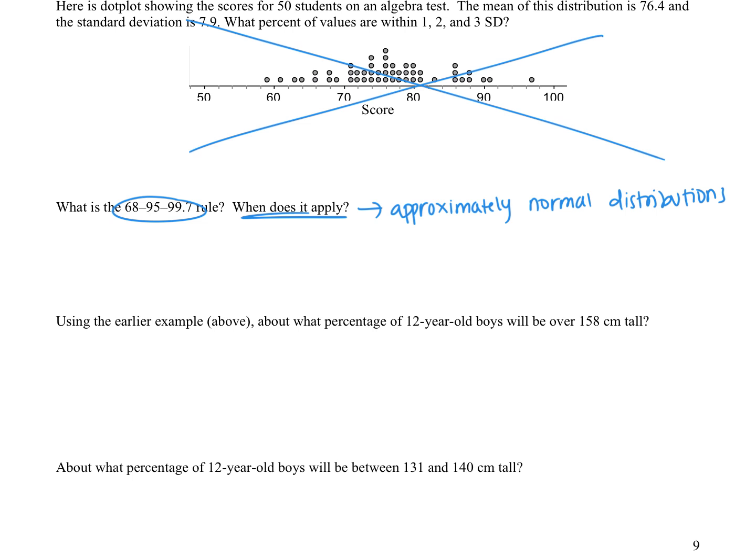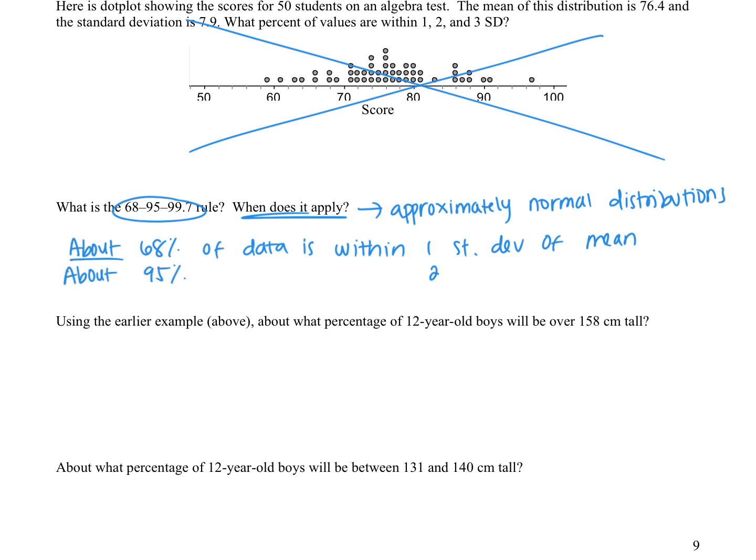Okay, so what this rule tells us is that about 68% of the data is going to be within 1 standard deviation of the mean. Likewise, about 95% will be within 2 standard deviations, and about 99.7% would be within 3. Okay, I think it's easiest to use this if we just do an example.